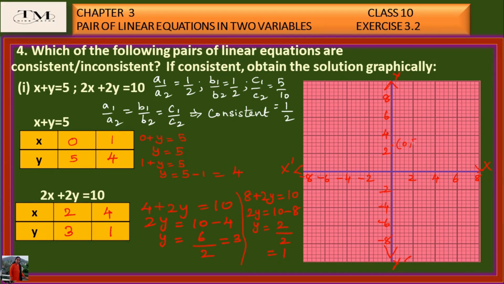So this is (0, 5) and the next value is (1, 4). So 1 will be between 0 and 2. So this is 1, and (1, 4) is here. Joining this, you will get a straight line this side. Okay. So next is (2, 3). So 2 is here, and the value 3 will be in between 2 and 4. So (2, 3).